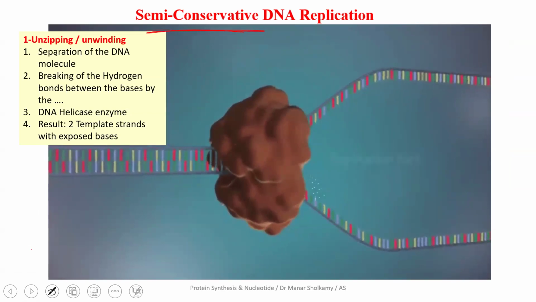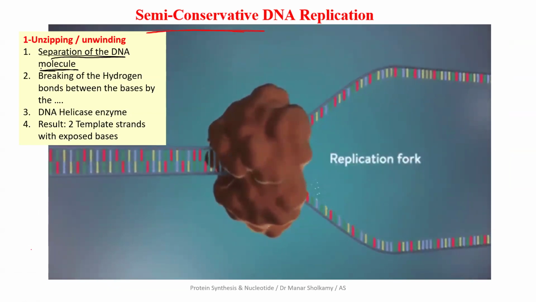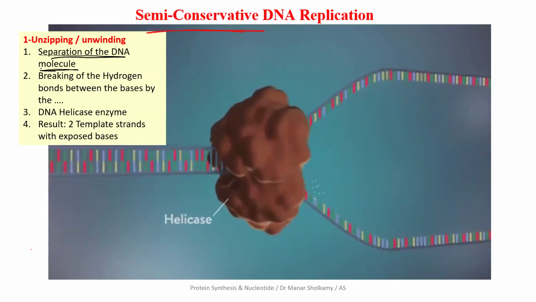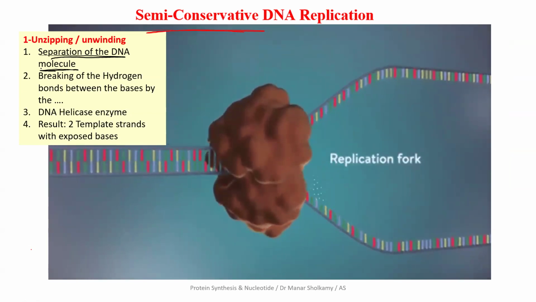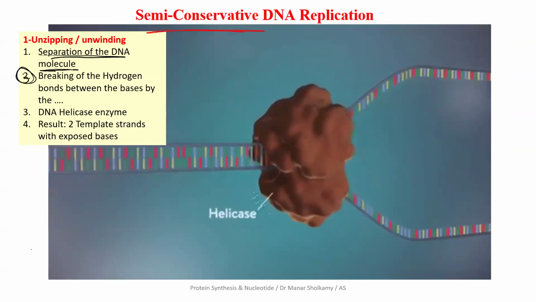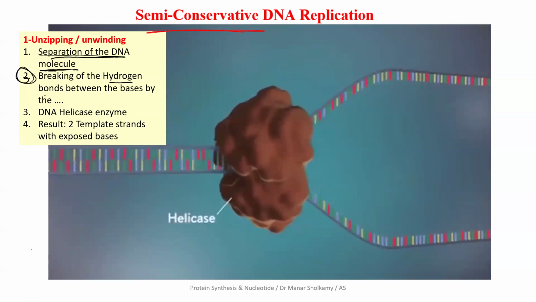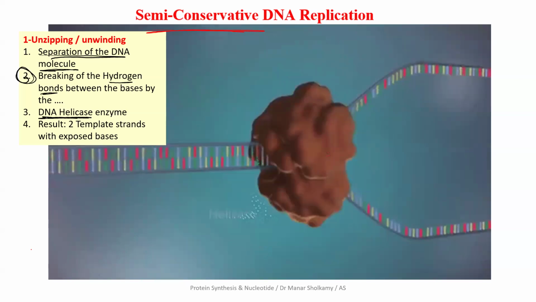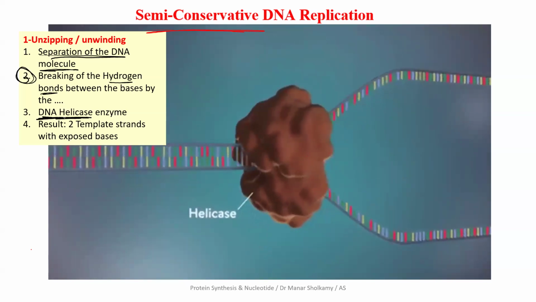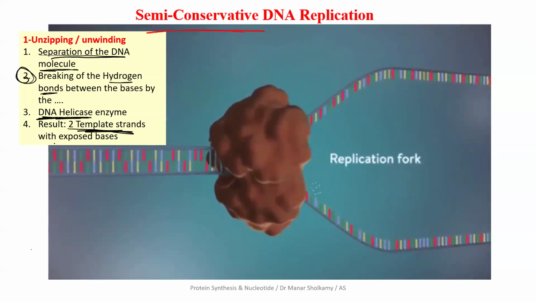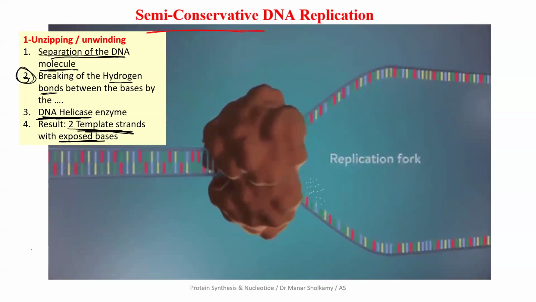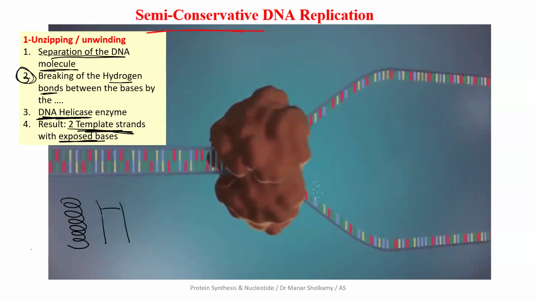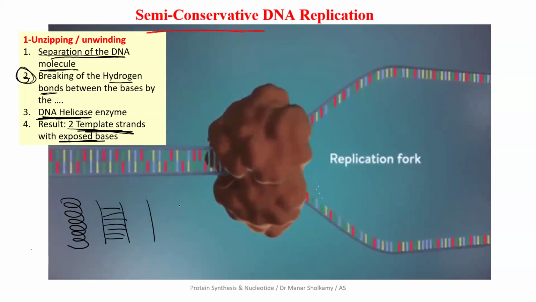Step one, we will separate the DNA molecule. How does this happen? By the unwinding and the uncoiling and the unzipping. In the unzipping, we have to describe unzipping by saying that we will break the hydrogen bonds between the bases with the help of the DNA helicase enzyme. And this will result in 2 template strands with exposed bases. Easy? I have a DNA that is coiled. It will unwind and it will unzip.